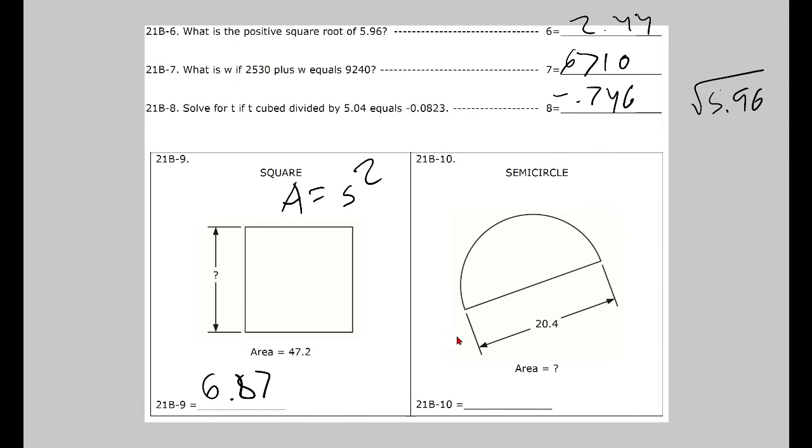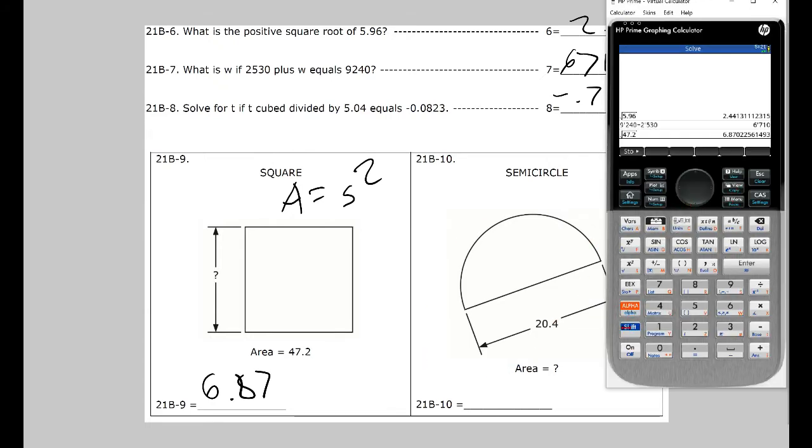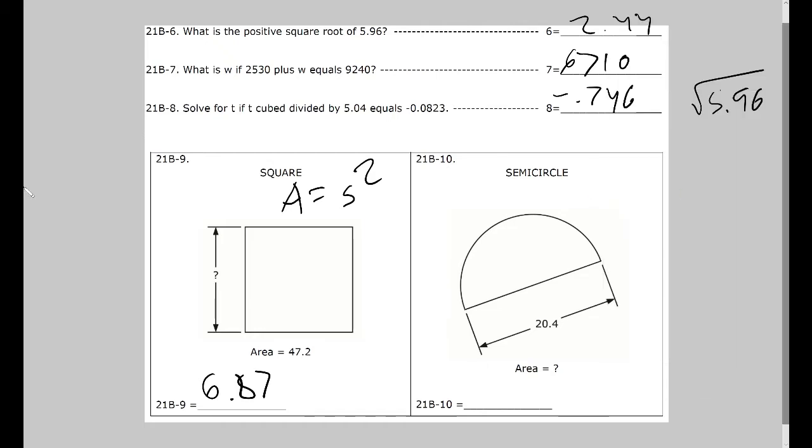And finally, for this one on 10, we have a semicircle with a diameter of 20.4, and it's asking us the area. So a semicircle is basically half of a circle, right? So we're going to do 20.4 divided by 2, and that's going to be our radius. We need to do pi r squared to find the area of a circle, so we're going to square that and do times pi. Then we're going to divide all of this by 2 because we only have a semicircle, half of a circle. So really, all we have to do is pi r squared and then divide by 2. So our answer should be 163, and that will be our answer.